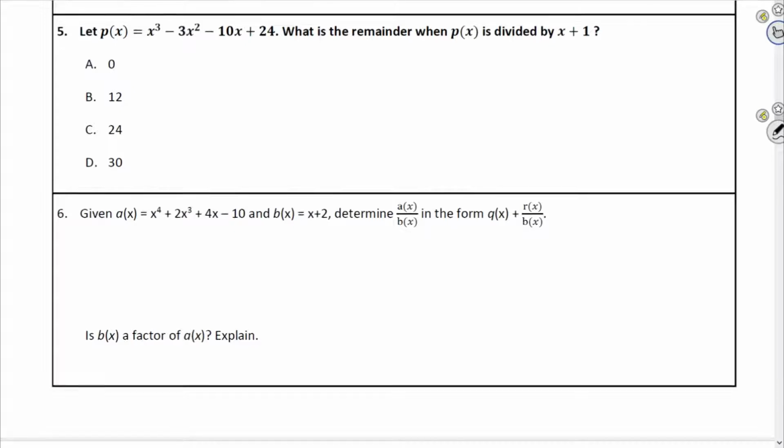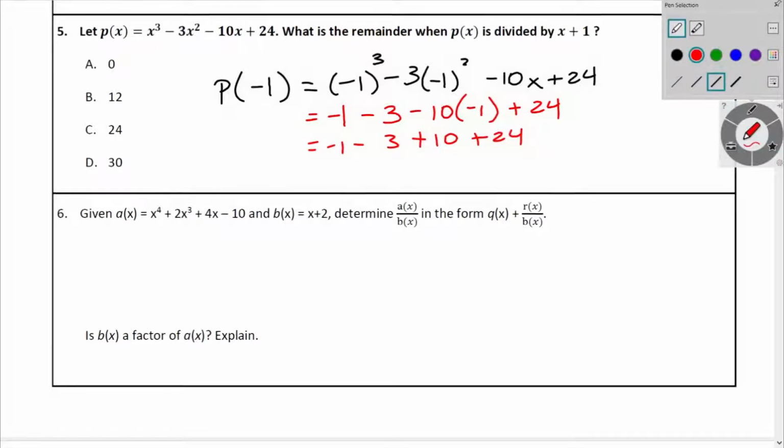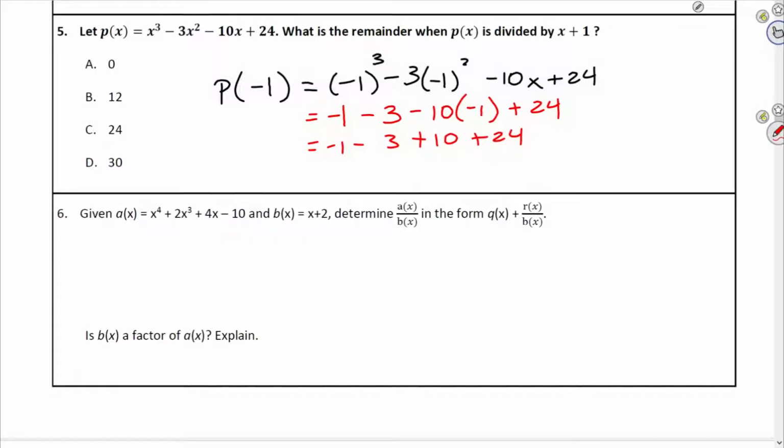I'm using the remainder theorem and plugging negative 1 into this function. So I'm going to look at p of negative 1. Plugging in negative 1 for all the x's, I get that. Simplifying a bit, negative 1 minus 3 is negative 4. Negative 4 plus 10 is 6. 6 plus 24 is 30. And I get 30 right here.